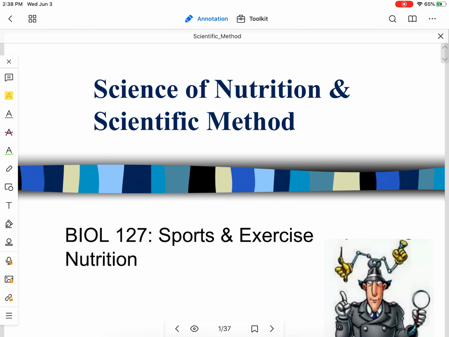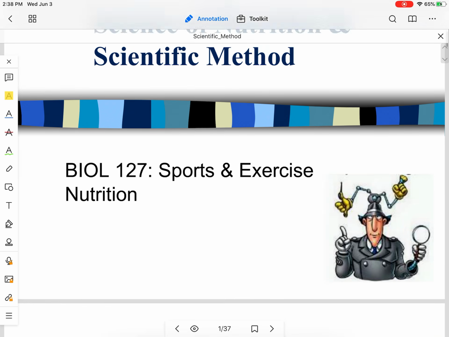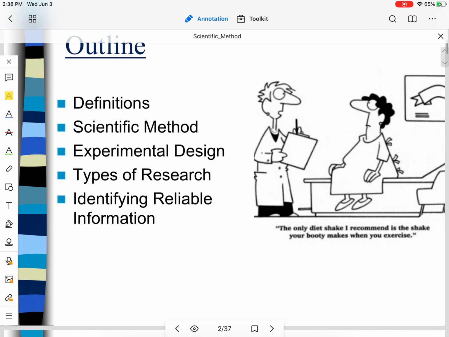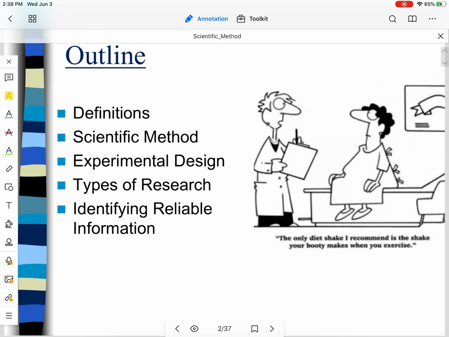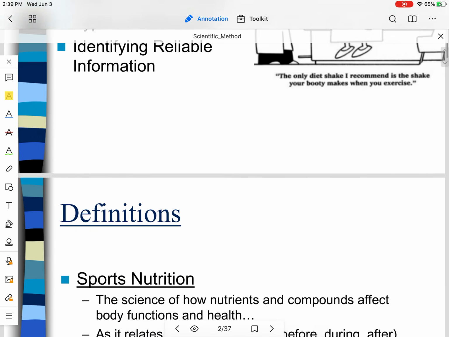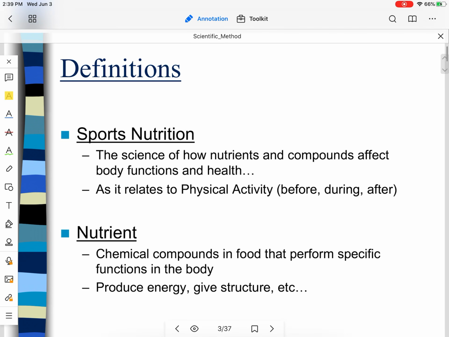The first chapter is really focused on some basic definitions, but we're going to spend most of our time talking about the scientific method. And here you can see Inspector Gadget, which I'm definitely aging myself here. Okay, here's our outline. Like I said, we'll do some definitions, but we're going to spend most of our time talking about the scientific method. And you can see I'll provide some cartoons just to keep things light sometimes. Except for test day. That's a serious day.